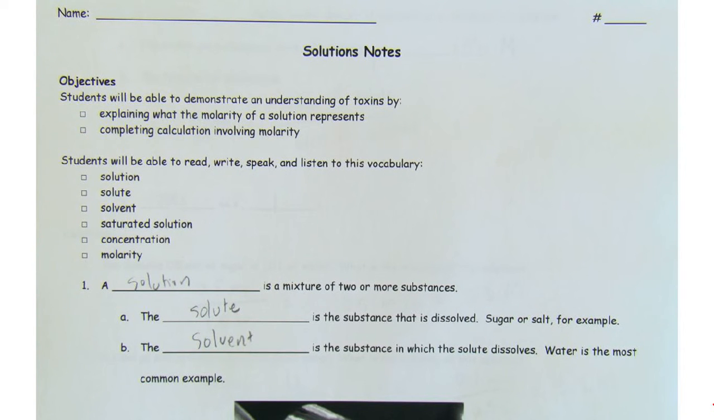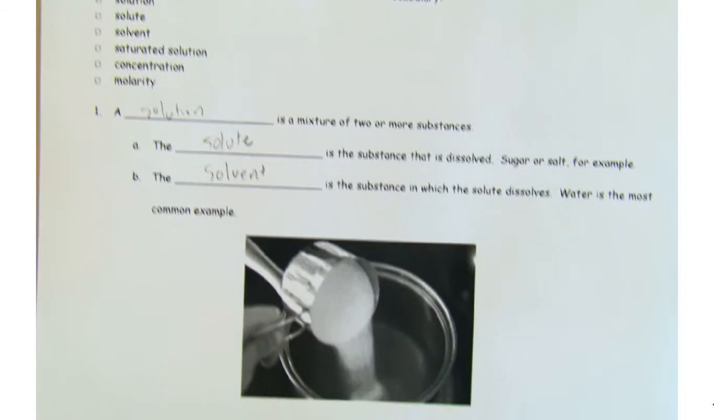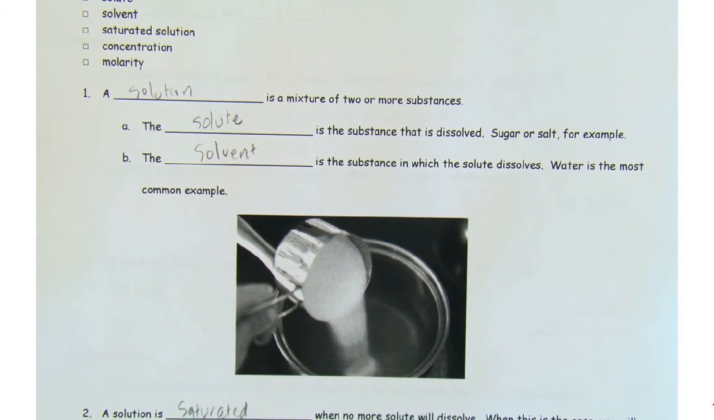Now the solute is the stuff that you're dissolving. So this would be like the sugar or the salt. And the solvent is usually a liquid, and usually it'll be water. So the solute is the stuff that dissolves, and the solvent is the stuff that's doing the dissolving. So in this picture, you can decide what's the solute and what's the solvent, and if you can label them, you're good.